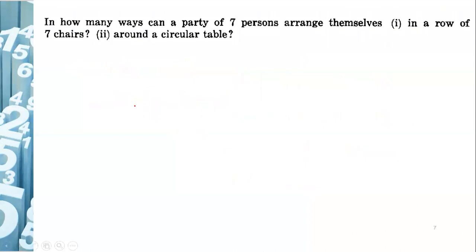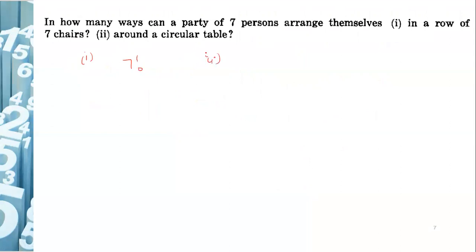In how many ways can a party of 7 persons arrange themselves in a row of 7 chairs? The first one is very simple. So we have a party, right? How many ways can 7 persons be arranged in 7 chairs in a row? Obviously 7 factorial, right?